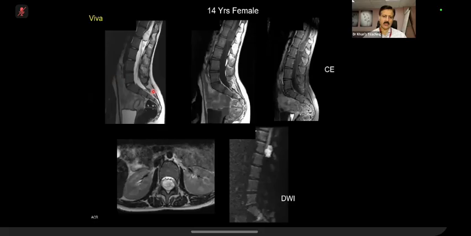Okay, so this is a T2 weighted sequence, T1, contrast, and we have not done a fat saturated, and this is a DWI. Over to you.